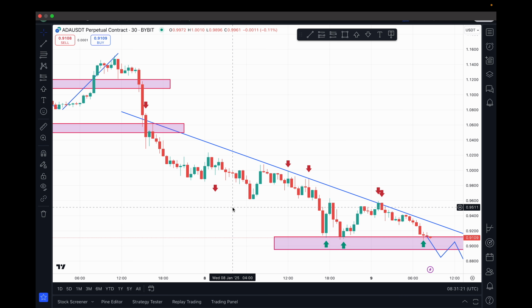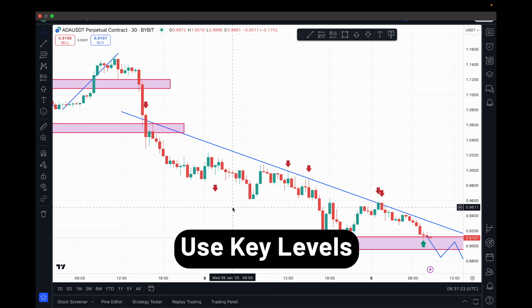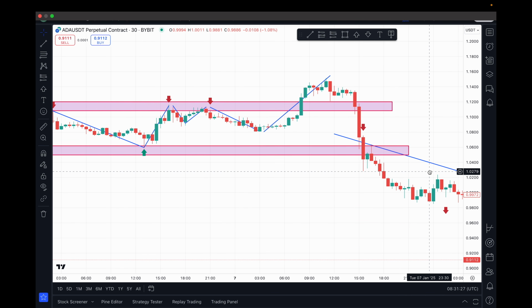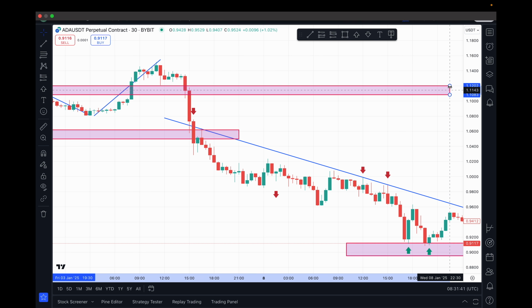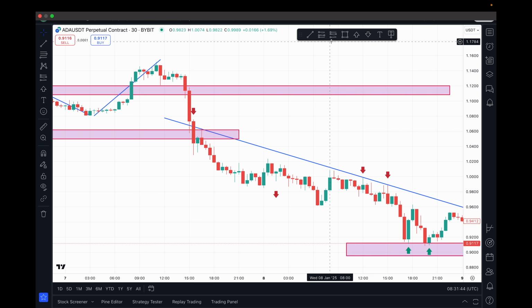Now, the third way you can set your take profit or your stop loss is to use key levels. What do I mean by this? Let's say you are entering your trade at this area right here. How do you know where to set your next take profit and your next stop loss? What you just look at is your key levels. You can see this key level at the top right here. Let me select it, this one, and extend it.